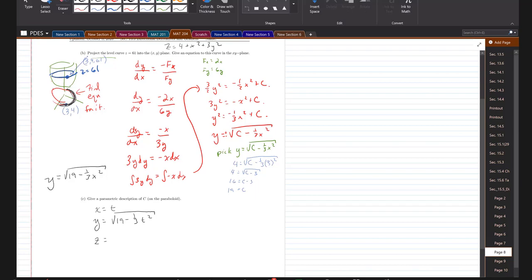Okay. So we get that z then would be equal to 4 plus t squared plus, and I'm not going to worry about simplifying it, 19 minus 1/3 t squared quantity squared. And so that gives us a parameterization not of the curve down in xy space anymore, but of the level curve up there.